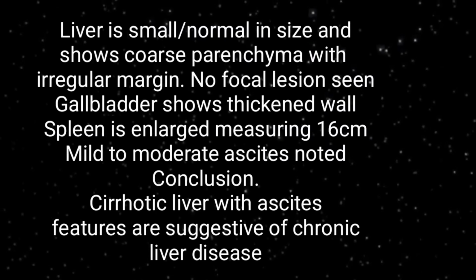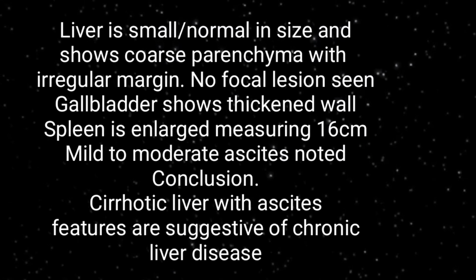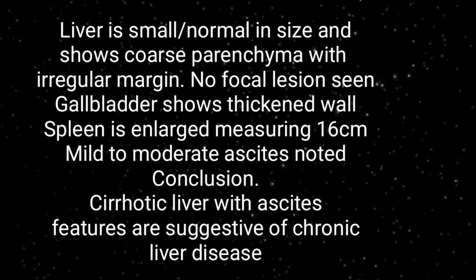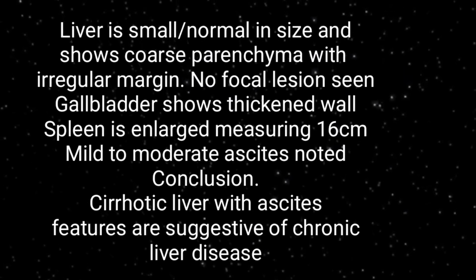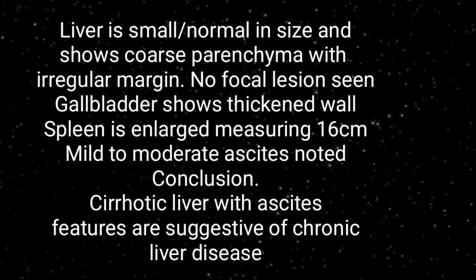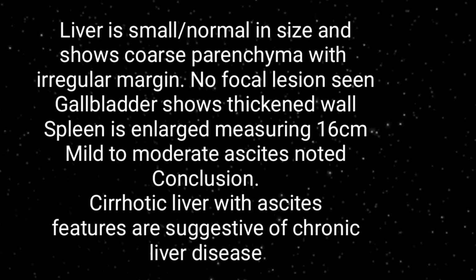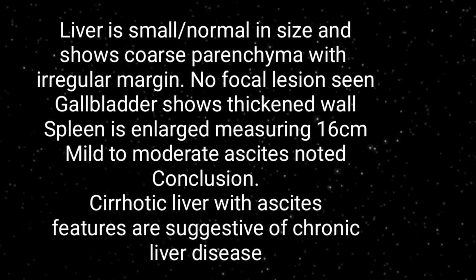While writing the report for chronic liver disease, you must mention that the liver is normal if it is normal, or the liver is small in size and shows coarse parenchyma with irregular margins. No focal lesion seen. Write down gallbladder shows thickened wall or gallbladder wall is thickening. Spleen is enlarged, measuring whatever the measurement is, give the measurement. Mild to moderate ascites noted.